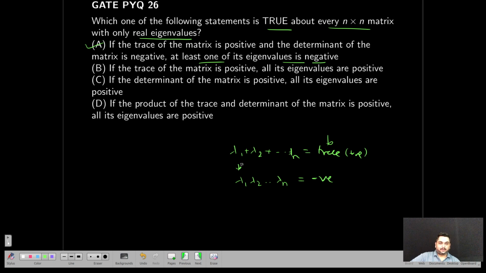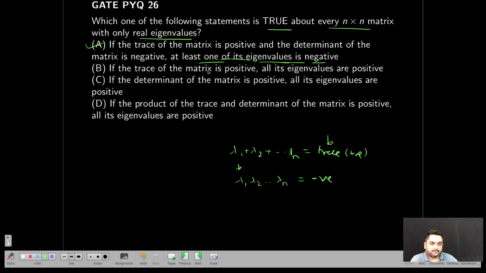So if there are 2 negative values, then the determinant is positive. But the trace, we cannot say about the trace, right? So for the determinant to be a negative value, one of the eigenvalues should be negative. If one of the eigenvalues is not negative, then the determinant is not negative. That is the thing here.